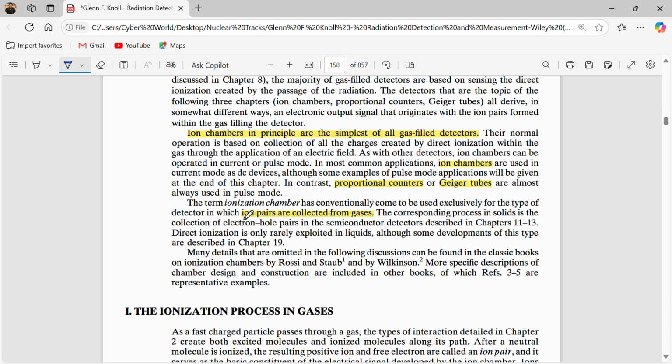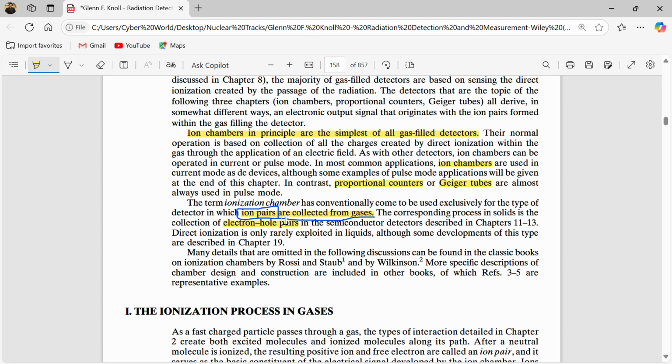Ion pairs have to be collected from these gases, because when a charged particle interacts with the gas, the molecules may excite or de-excite and they form ion pairs. Not only ions, they form ion pairs, collectively from gas. The corresponding process in solids is the collection of the electron-hole pairs generated. Definitely there are electrons and holes, both of which are produced in the semiconductor after the collision of the charged particle.